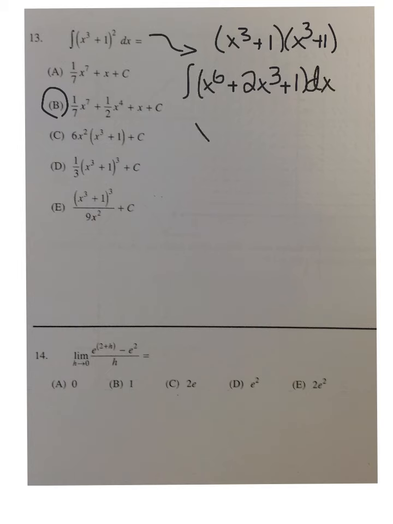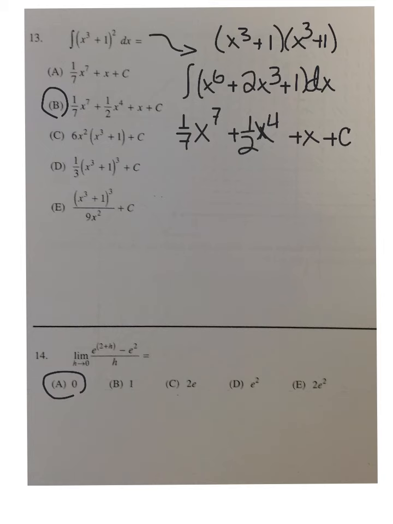So that's going to be 1/7 times x to the 7th plus 1/2 x to the 4th, plus x. And again, we don't have bounds here, so we're going to put a plus c at the end, and there's your answer.